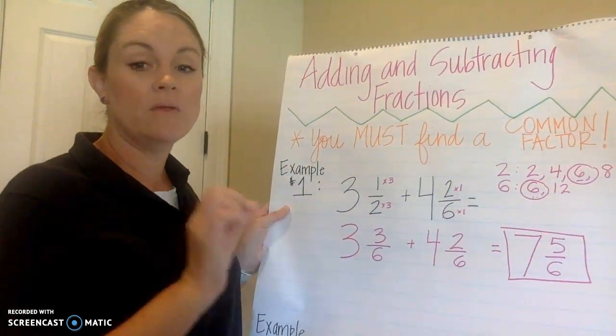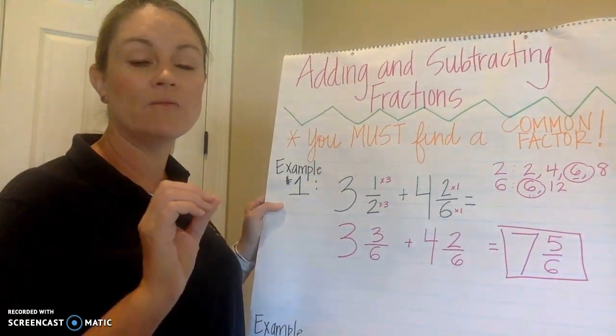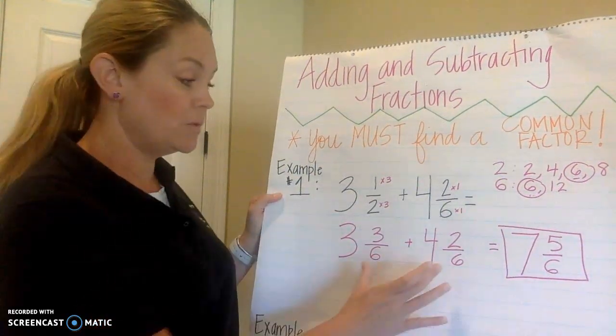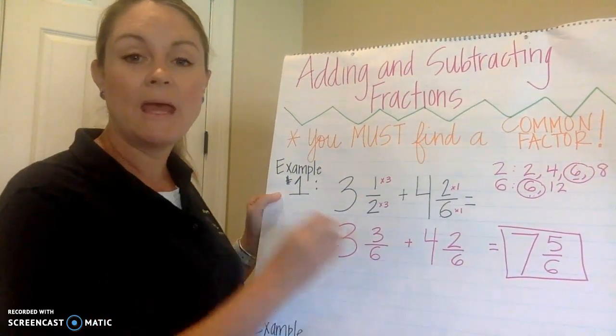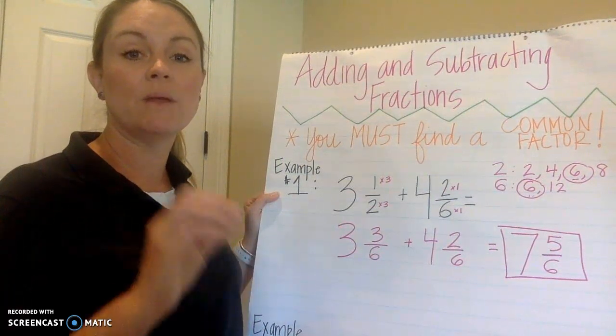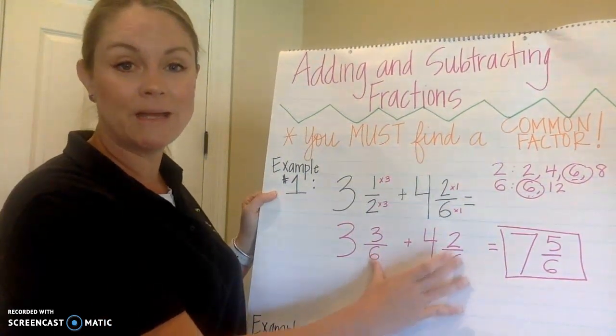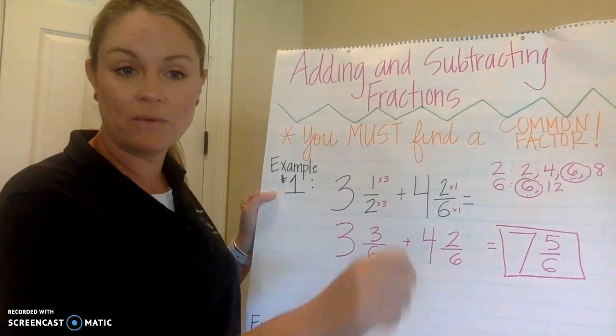So remember, the key thing with adding and subtracting fractions is you have to have the same unit. You have to work with the same unit, and you have to find your least common multiple to be able to find your least common denominator here so that we can find our equivalent fractions.